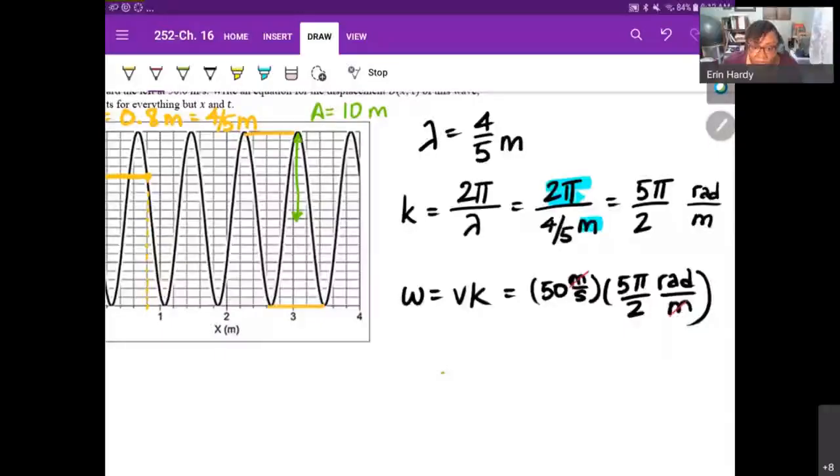Switch this so I can see. Okay, so I can see everything that you see.